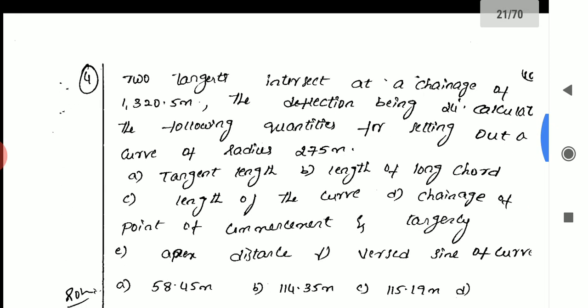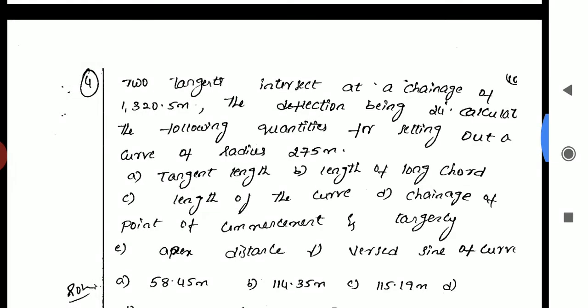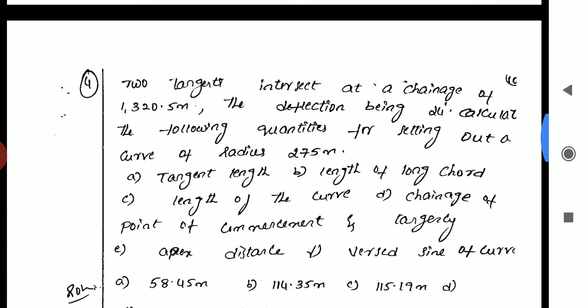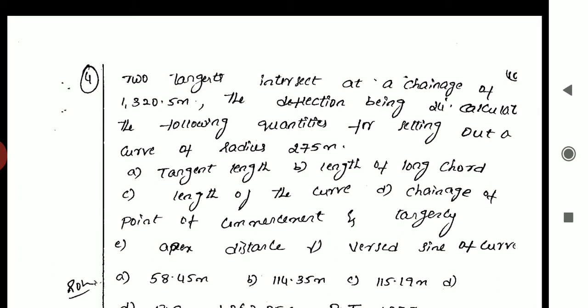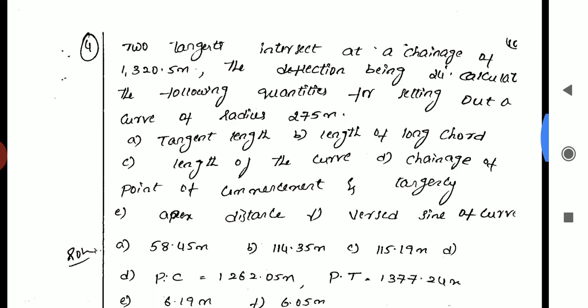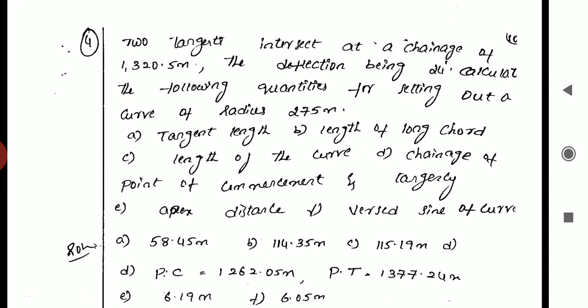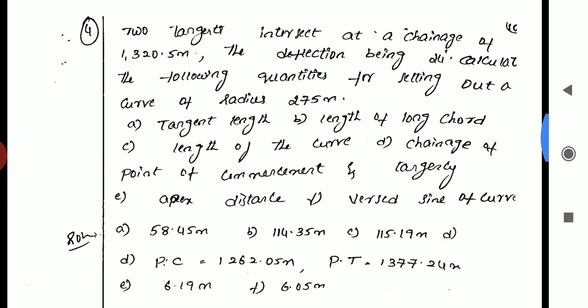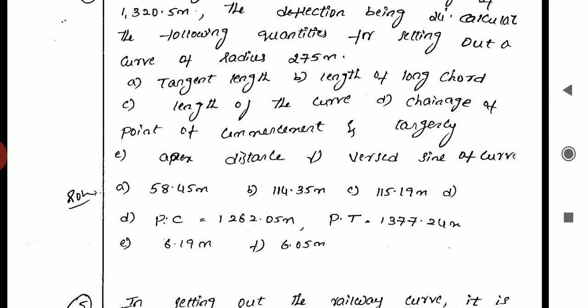Okay, next one, the fourth problem is, two tangents intersect at a chainage of 1320.5 meter, the deflection being 24 degree. Calculate the following quantities for setting out a curve of radius 275 meter. Find the tangent length, length of the long chord, length of the curve, chainage of point of curve, and also apex distance and versine of chord.